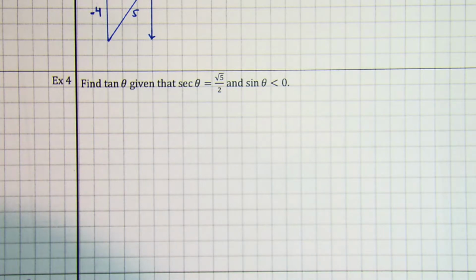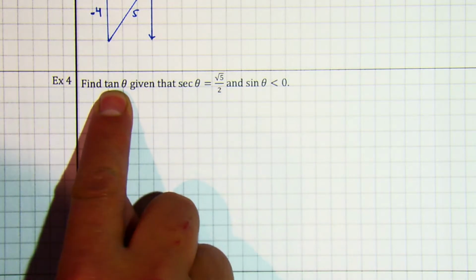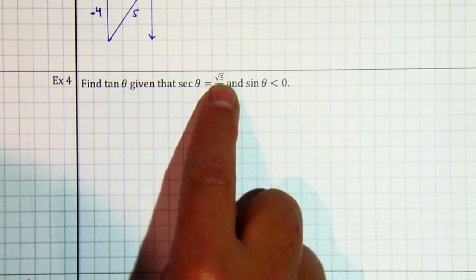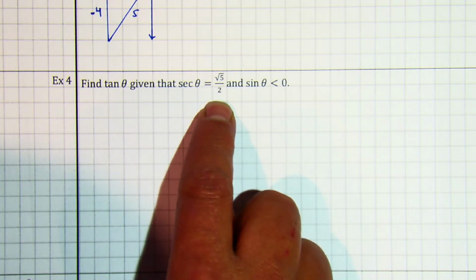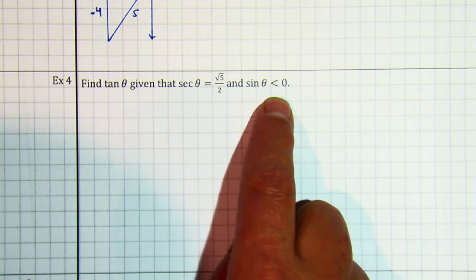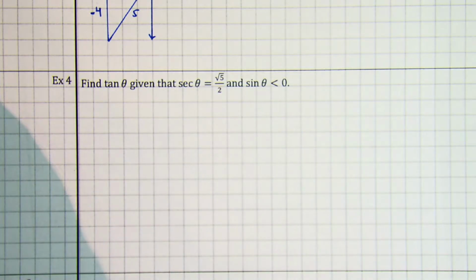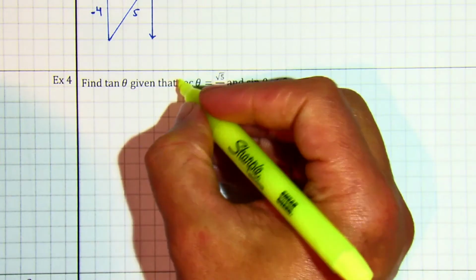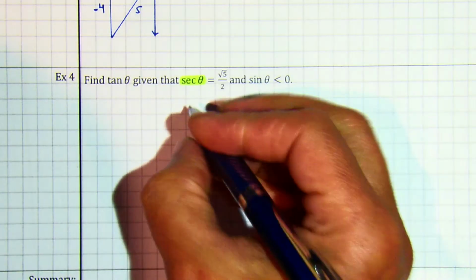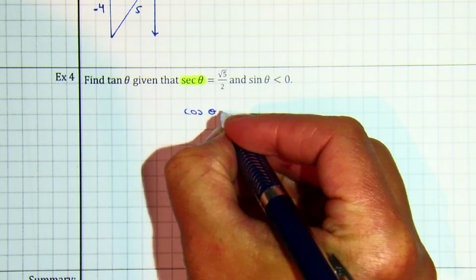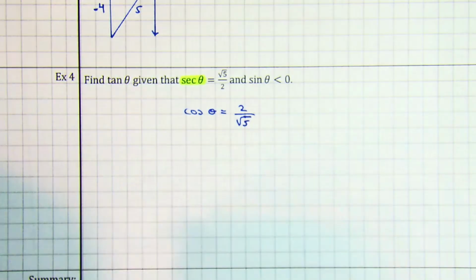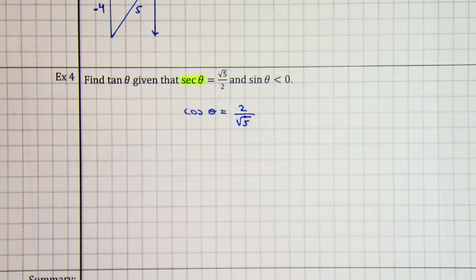So now they ask you to find tangent. And they tell you the secant of an angle is square root of 5 over 2. And they tell you that the sine of the same angle is less than 0. So I know that secant is the reciprocal of cosine. So let me rewrite it as cosine of theta is equal to 2 over the square root of 5. And I'm not going to rationalize it. I'm going to leave it like that, since that is not my final answer.